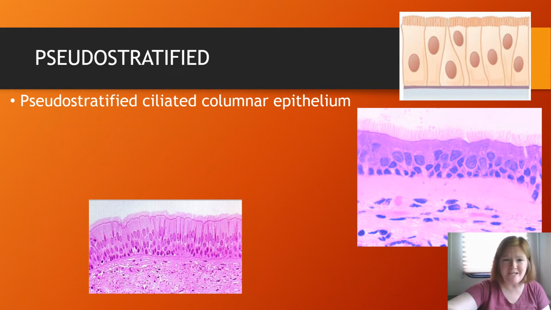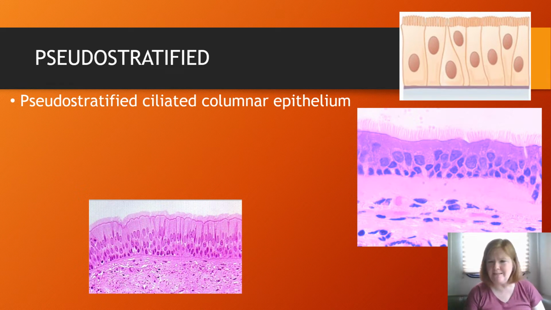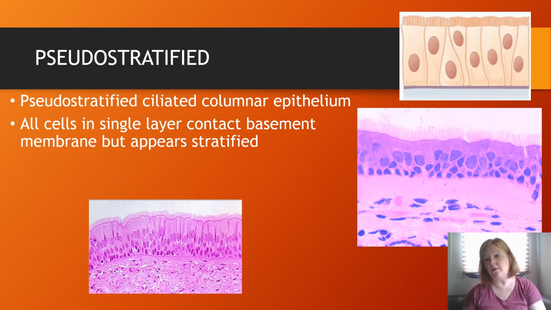Pseudostratified, though, is really interesting. Its full name, if we really wanted to call it its whole government, is pseudostratified ciliated columnar epithelium. So sometimes we just say pseudostratified or pseudostratified columnar. All of the cells are in a single layer. Every single cell contacts the basement membrane, but remember how in columnar epithelial, how the nuclei were lined up nice and neat, close to the basement membrane?